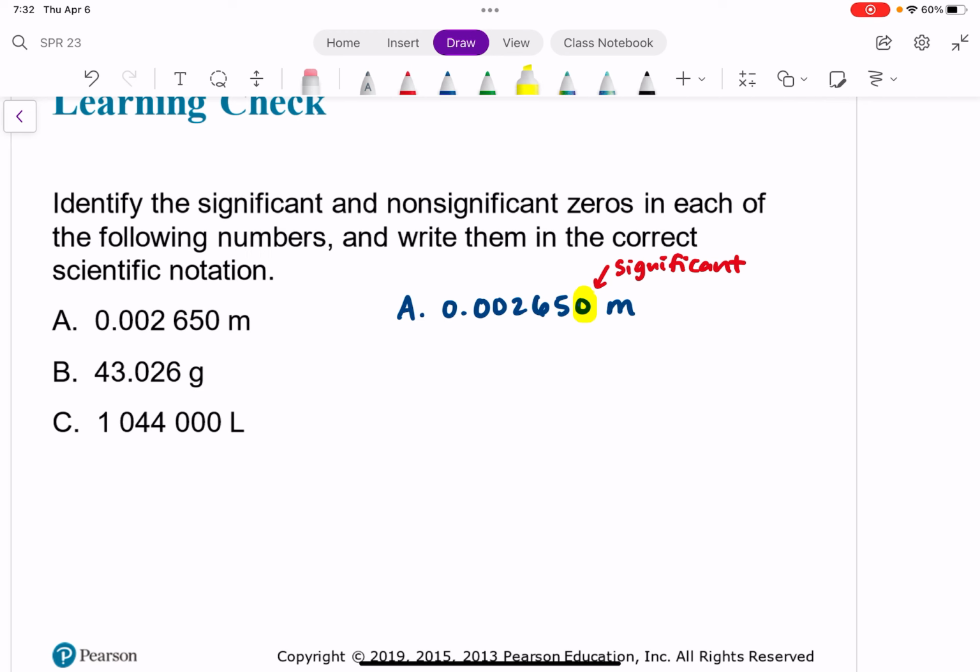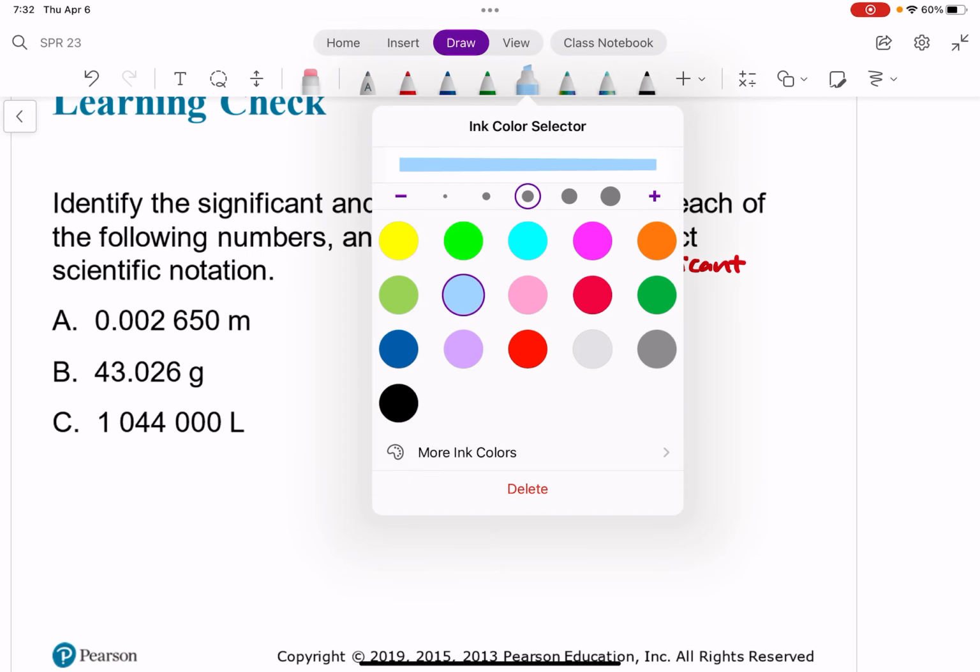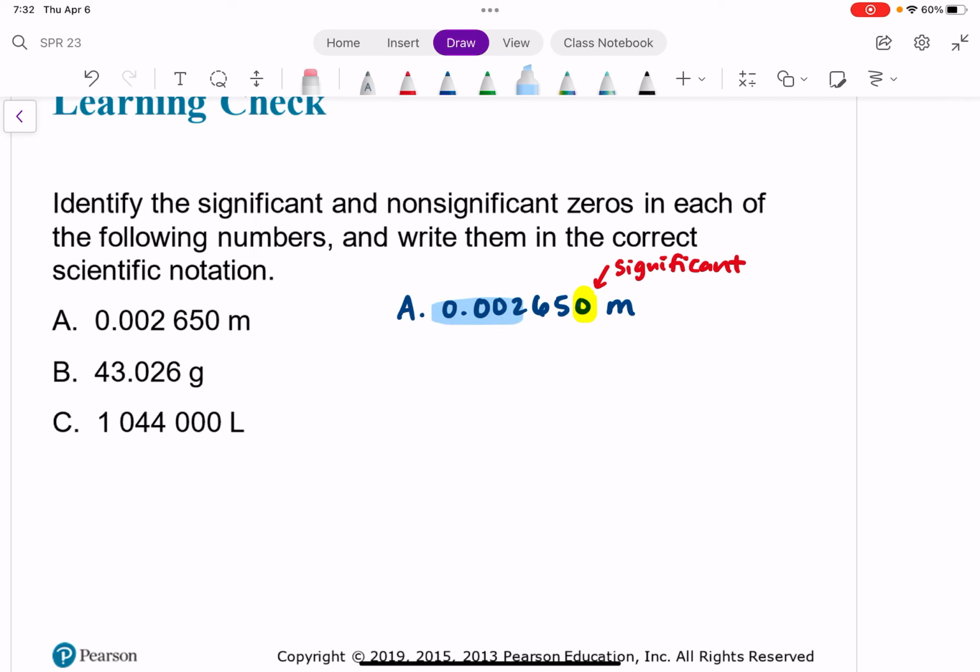What about these zeros over here in the front? Are those ones significant? They are not significant, right? Because they are leading zeros or placeholder zeros, not significant. So even though we have that decimal point right there, those zeros, because they're in the front before all the digits, they're not significant. Okay, so let's try B on your own and C on your own, and then come back and we will talk about it.